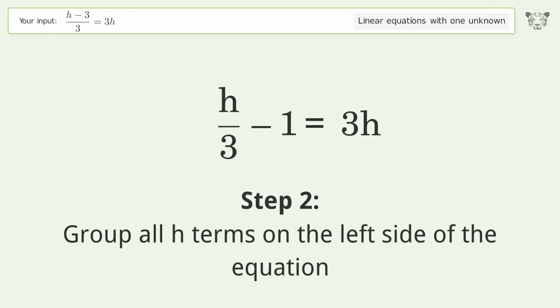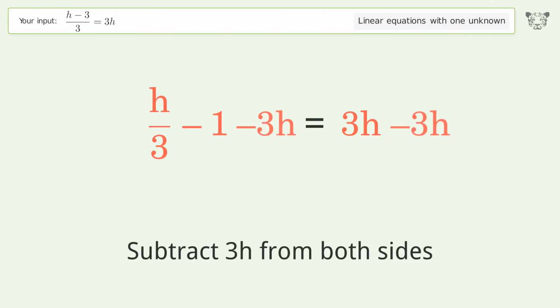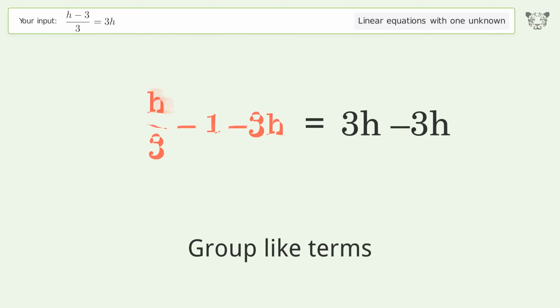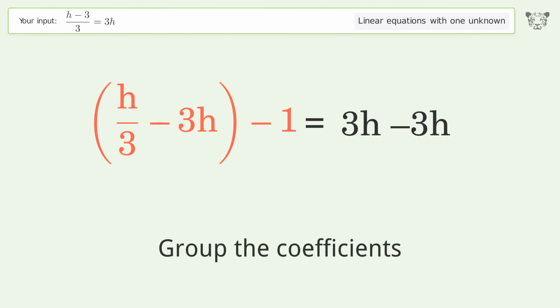Group all h terms on the left side of the equation. Subtract 3h from both sides. Group like terms. Group the coefficients.